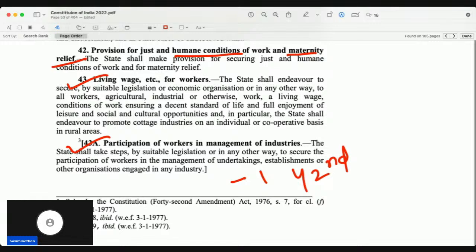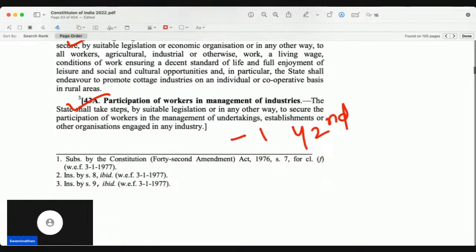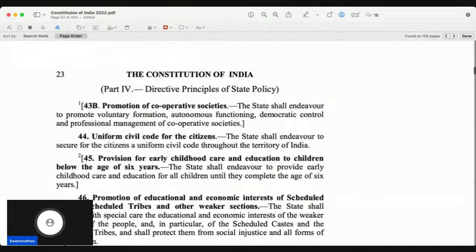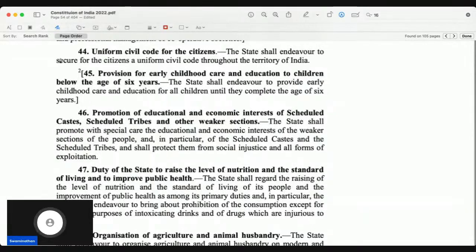And there are certain DPSPs which are similar to fundamental duties. So they might give you four options and ask which of these are fundamental duties or which are DPSPs. So DPSP and fundamental duty, you will have to read in sync with one another. I'll show you which of the DPSPs are confusing with fundamental duties. Article 44 is talking about the uniform civil code. You should at bare minimum know under which article the uniform civil code is given, because it has been talked about very recently.